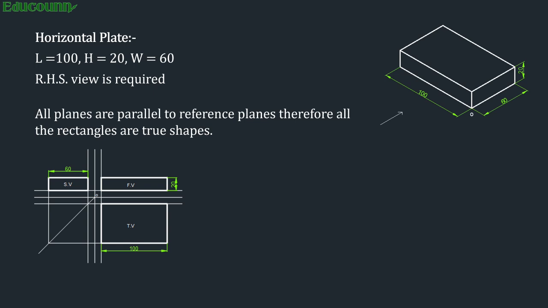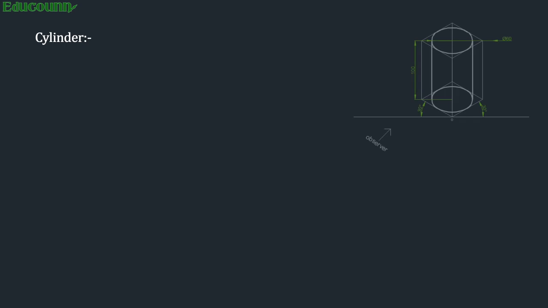Now let us see one more machine part, that is the cylinder. So now you can see the figure of the cylinder again on the right side of the slide. The position of the arrow there indicates the observer, and that is pointing to the front view. Now according to the position of the observer given, here again like the previous example, the RHS view, that is the right hand side view, is required here.